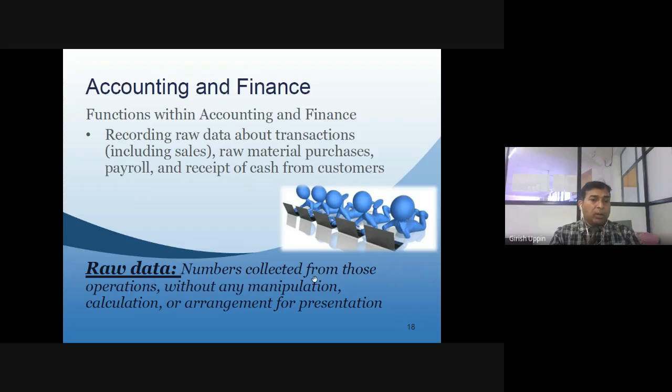What is raw data? Numbers collected from those operations without any manipulation, calculation, or arrangement for presentation. So it is the actual data. Whatever transaction happens, that actual data, without any kind of manipulation.